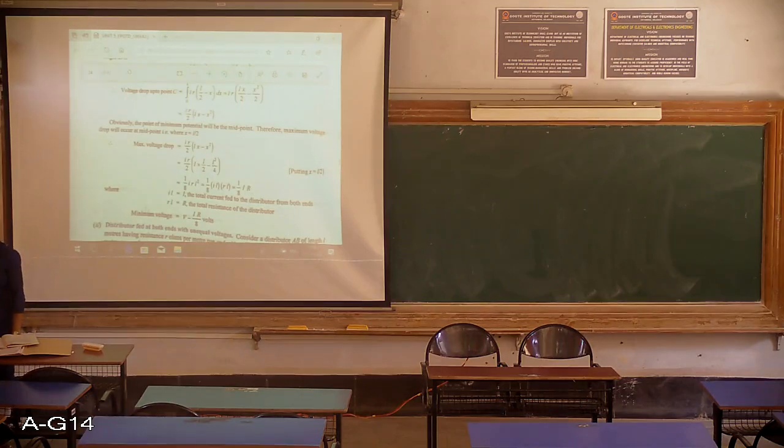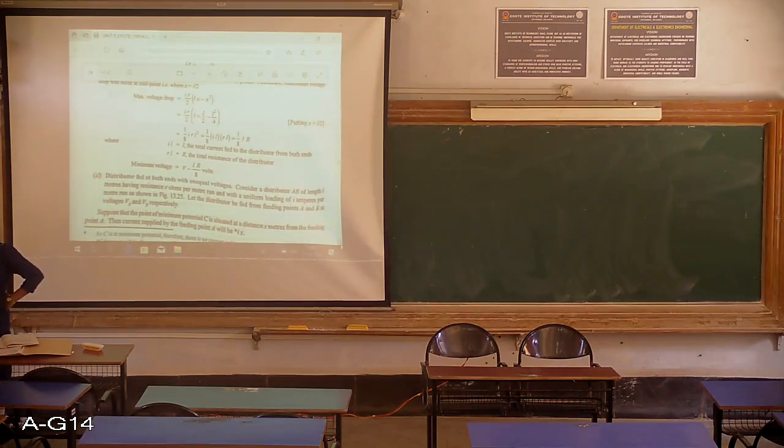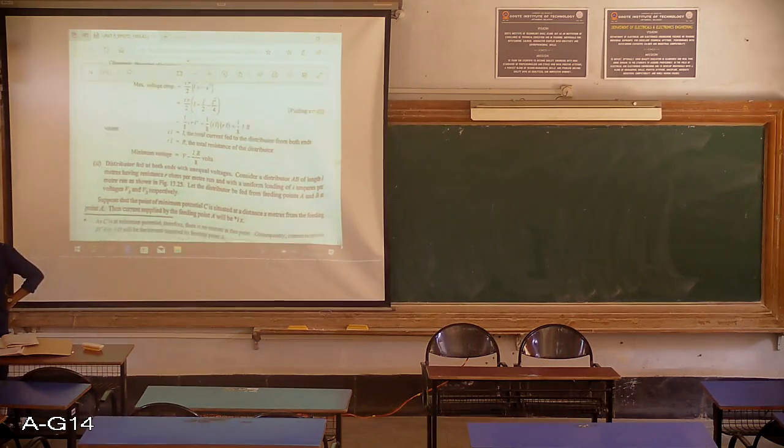Capital I is what? Small i into the entire length. Capital R is small r into the entire length. There you got half IR, and now here you got 1/8 IR. Now, distributor fed at both ends with unequal voltages. Same case here now.